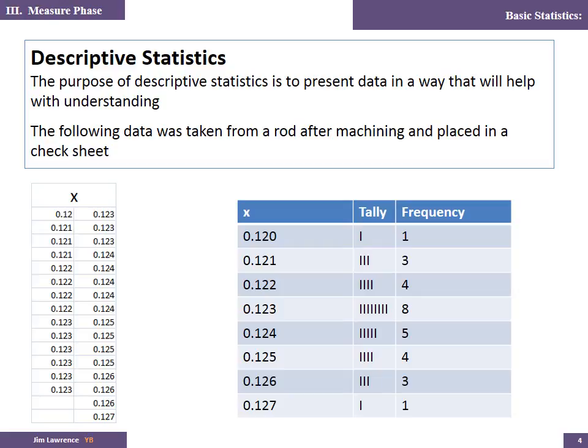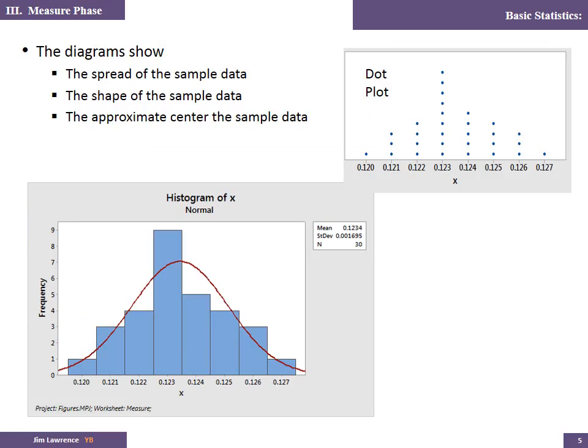Descriptive statistics. The purpose of descriptive statistics is to present data in a way that will help with understanding. The following data was taken from a rod after machining and placed in a check sheet. The diagrams show the spread of the sample data, the shape of the sample data, and the approximate center of the sample data.